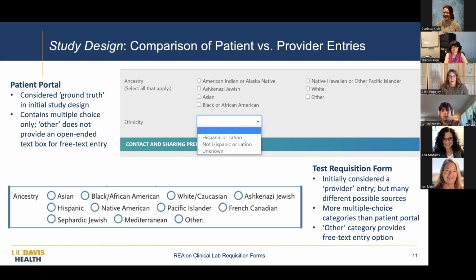But the idea here was to actually combine what was in the patient portal with what was on the test requisition form, and treat that as the ground truth. So we eventually got there, but initially we had this idea that the patient portal was the ground truth, and then we would test how well the clinician or the provider or whoever filled out the test requisition form did at representing what the patient said that they were. But there is this problem, there are many problems, but the conceptual problem.